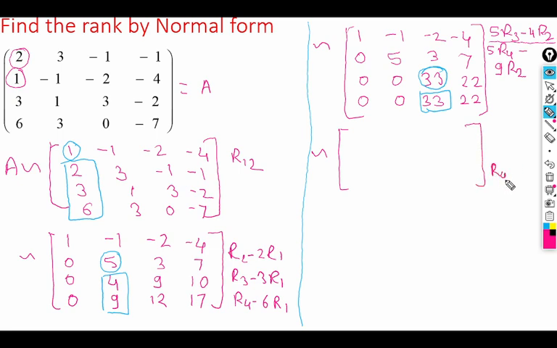R4 minus R3. R4 minus R3. So 1 minus 1 minus 2 minus 4. First row as it is, 0, 5, 3, 7, 0, 33. Sorry, 0, 0, 33, 22, and last row is 0. So that is the step 3.